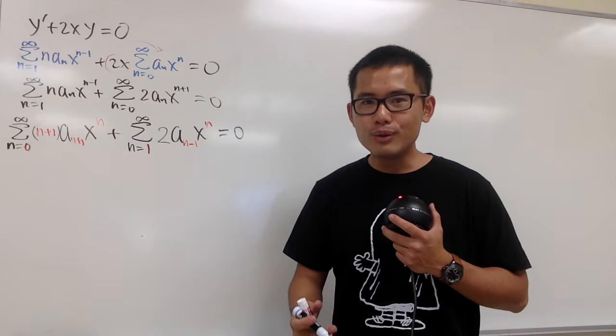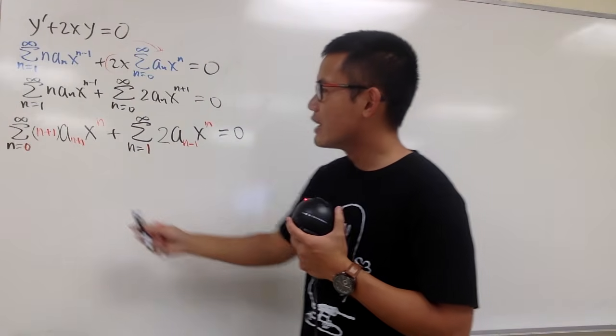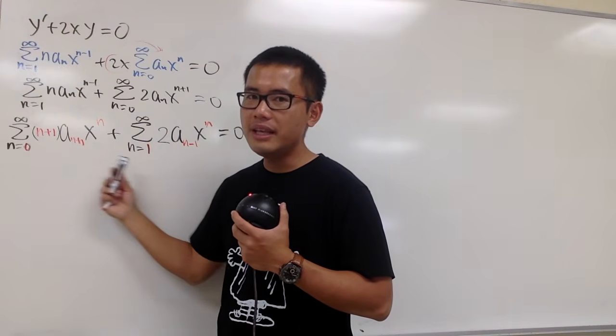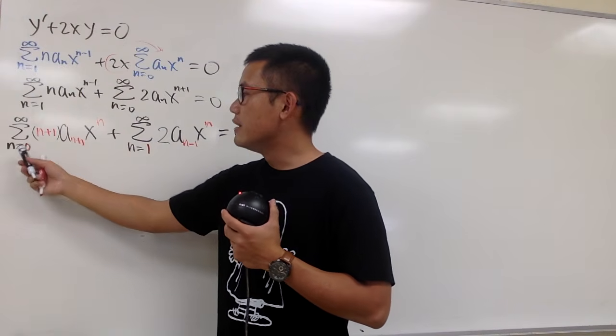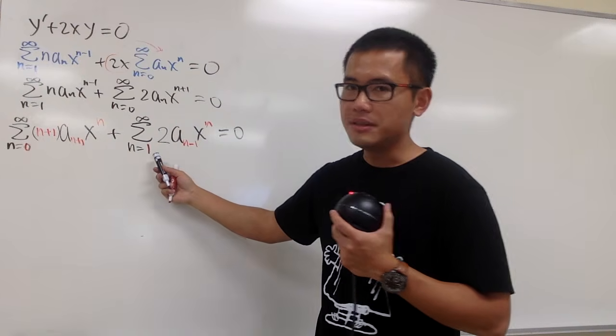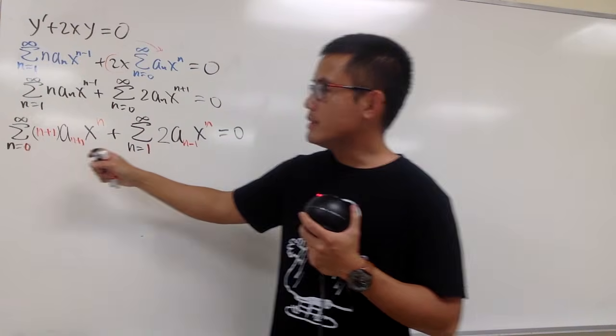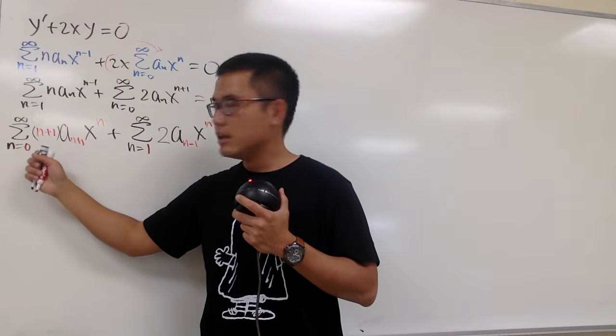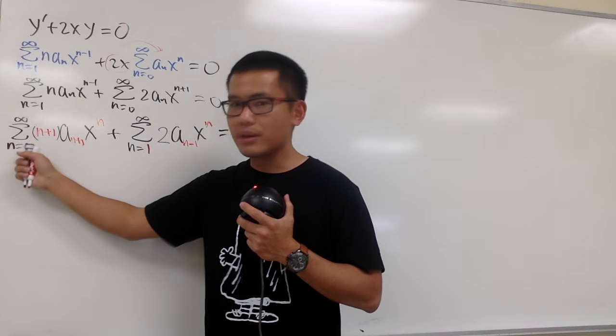And now, the second fix is that we have to make sure that the starting indices are the same. This is n is equal to 0. This is n is equal to 1. You are always going to take care of the smaller starting index right here, right?